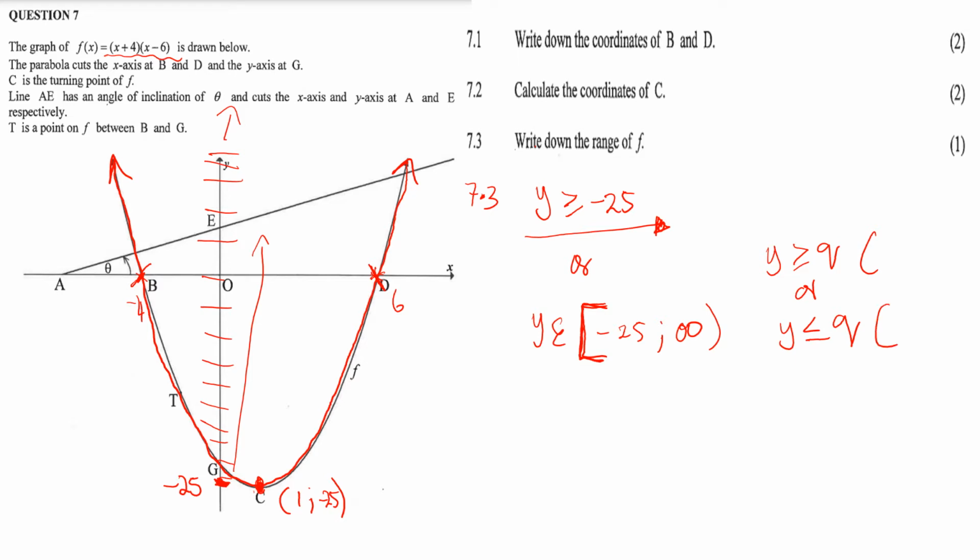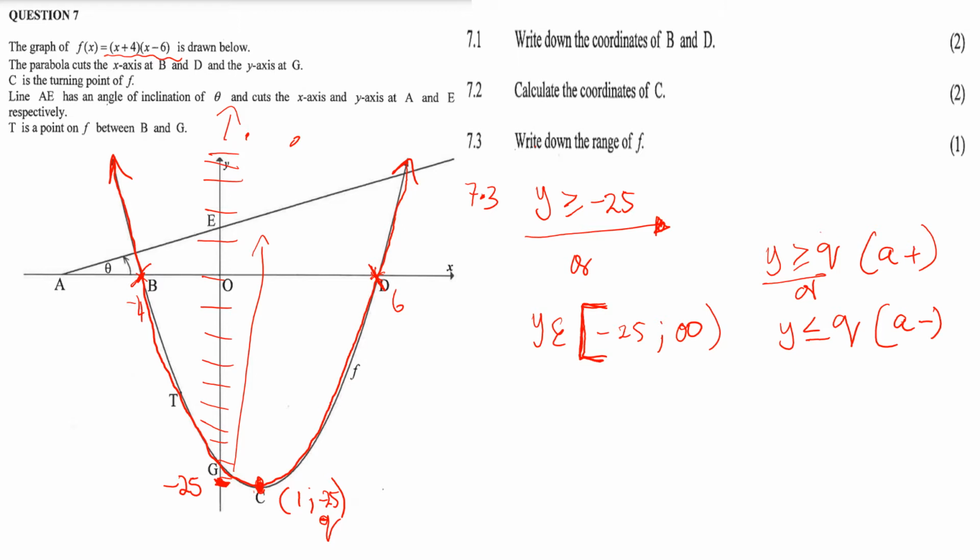We know that y is less or equal to q when a is what? When a is negative. All right, then here it's when a is what? Positive. Hence in this case our a is positive because it's a smiley face, so a is positive. Then we say y is greater or equal to q. So q is actually the value of y at the turning point, which is minus 25. So that's why we say y is greater or equal to minus 25.